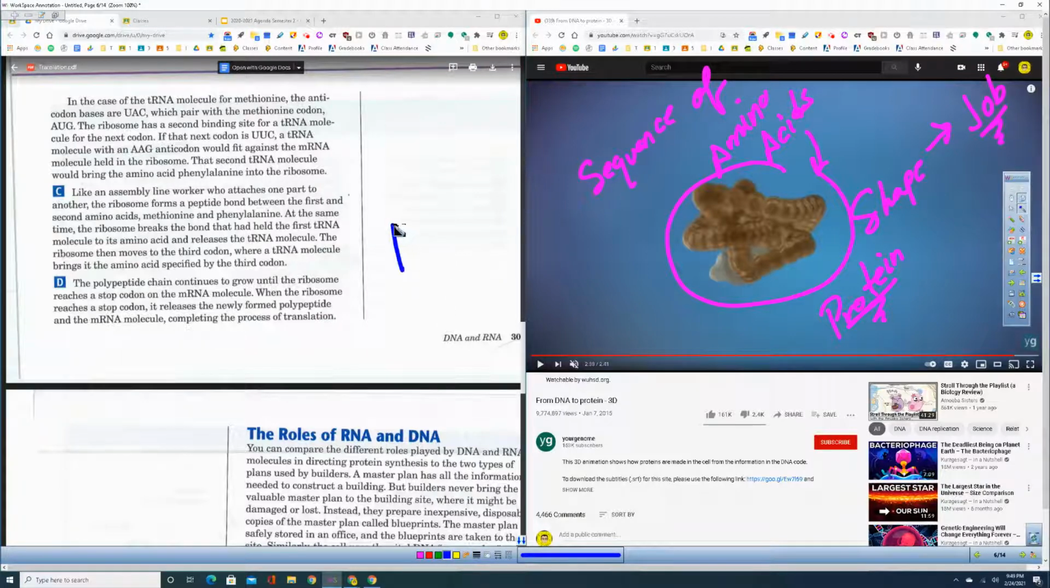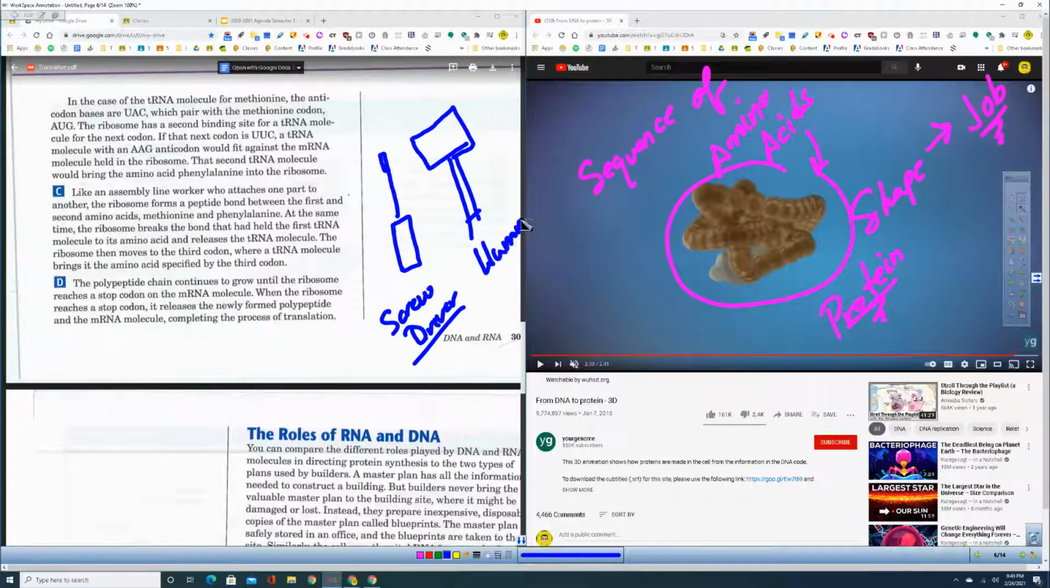So for example, if I had two tools and one tool looked like this, this would probably be a screwdriver, right? And if I showed you another tool that looked like this, a hammer. Now, what do you notice about these two tools? They have different shapes, right? And the shape determines the job of the tool. So it's the same concept with proteins.